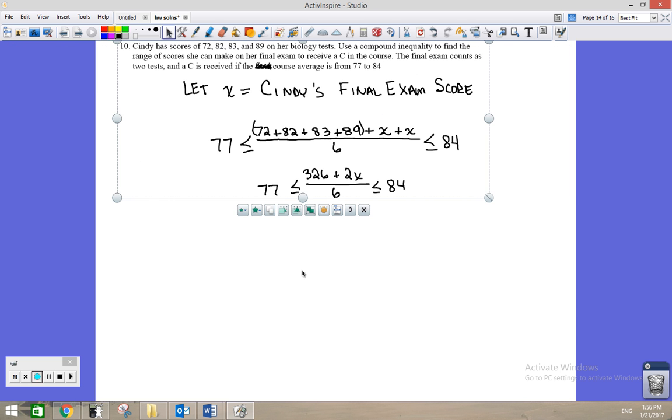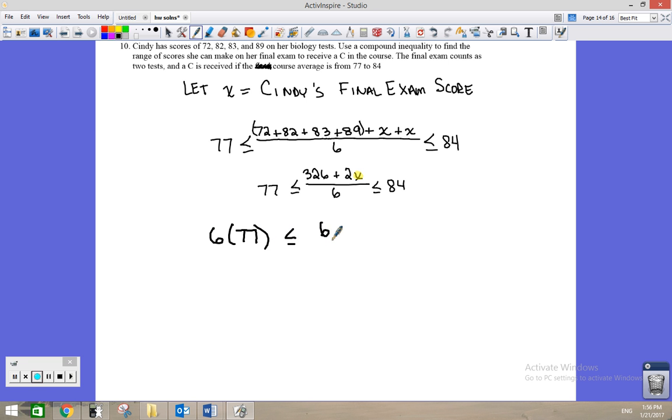Step by step, I need to isolate this x. The first thing I need to do is get rid of this division by 6. The opposite of dividing by 6 is to multiply by 6. So I'm going to multiply everything by 6. When I multiply this fraction in the middle by 6, I get rid of the 6, because 6 divided by 6 is 1. They cancel. Now I'm a little bit closer to getting this x by itself, but I still have a ways to go.